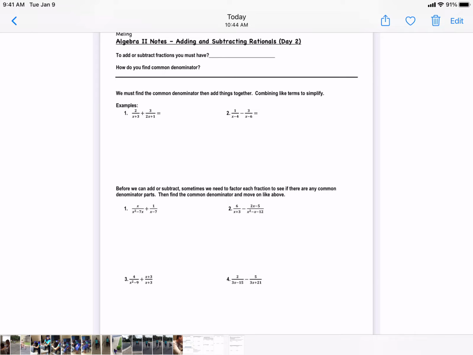All right, it's day 2 of adding and subtracting rational equations. So hopefully you're starting to understand it a little better.